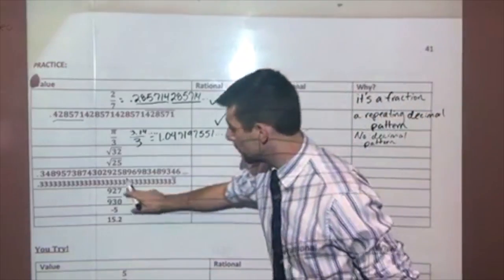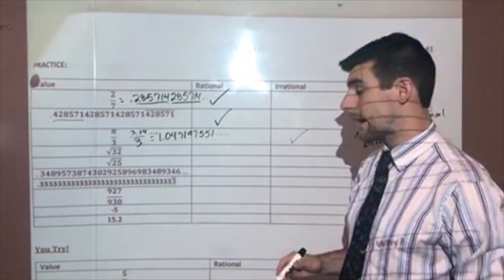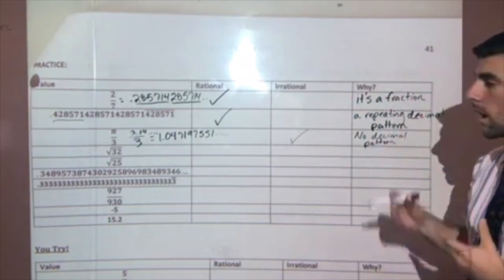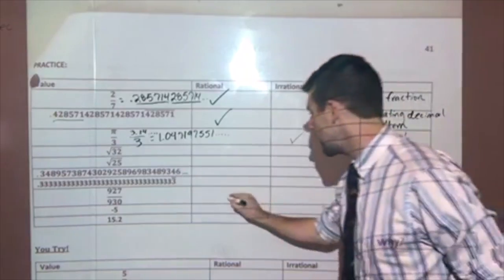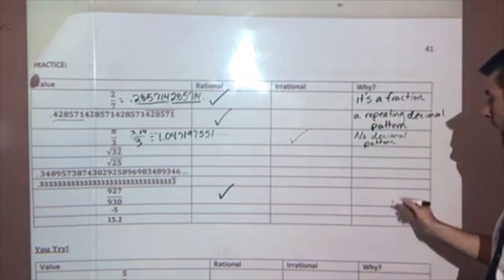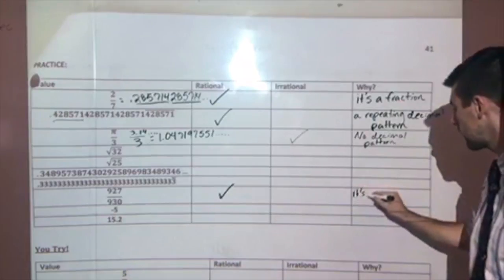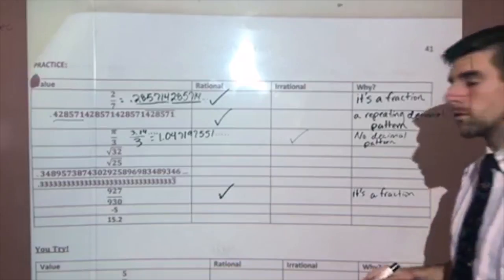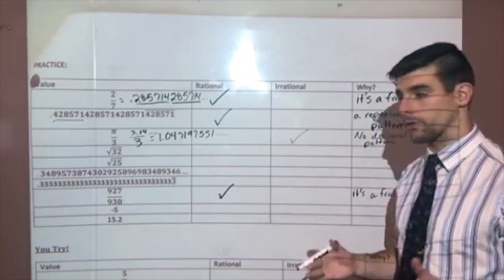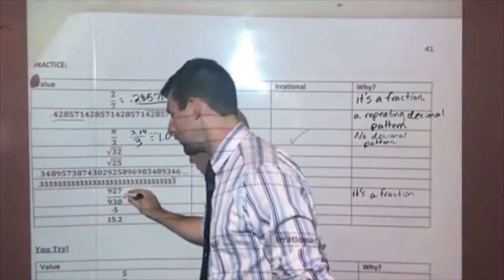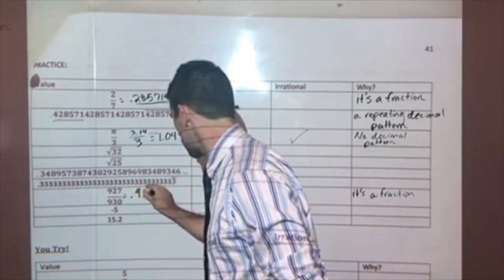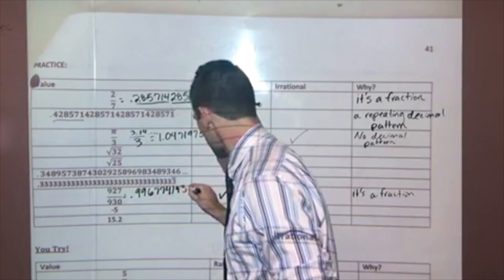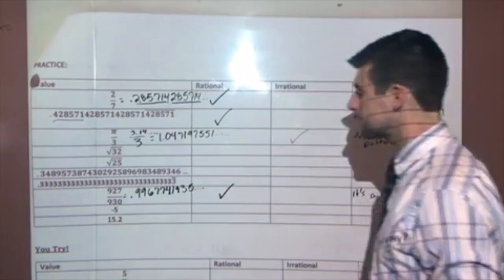We're going to skip down to 927 divided by 930. Right away, you should see, okay, that's a fraction. I don't see the value of pi involved, so I know it's a rational value. And the reason, again, it's a fraction. But here's what's really cool. This is where you can be smarter than what your calculator shows you. When you divide these 2 quantities, you get 0.9967741935 and you get on forever.